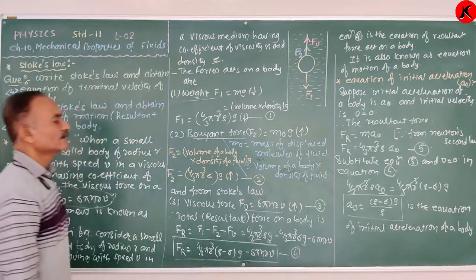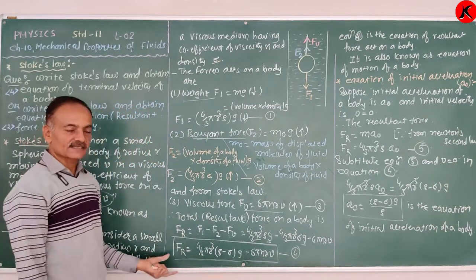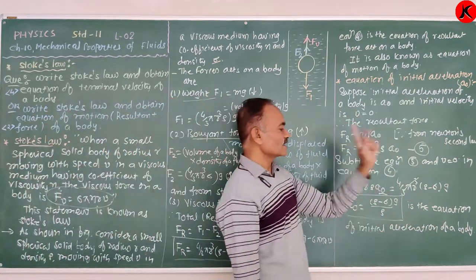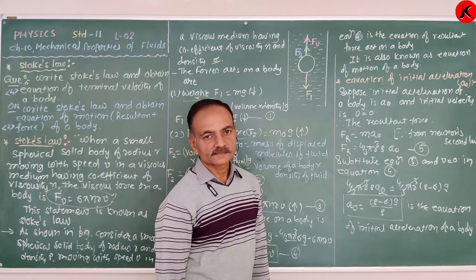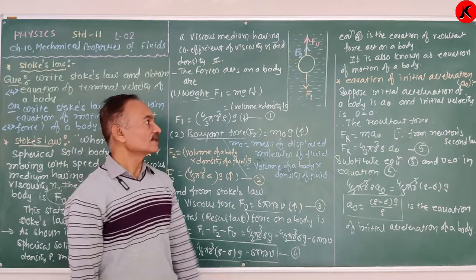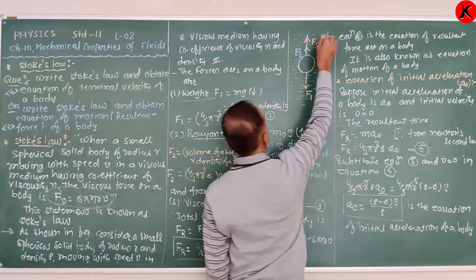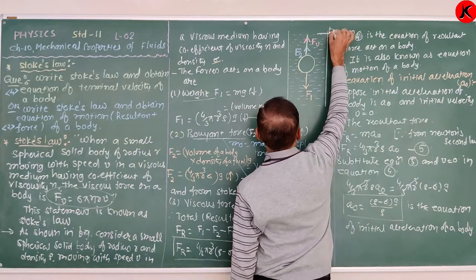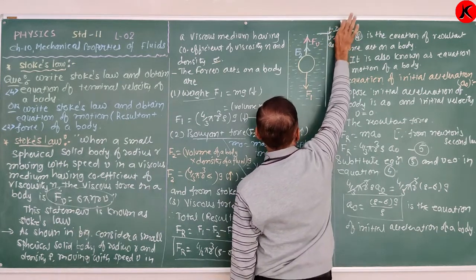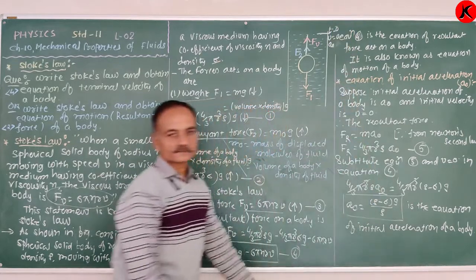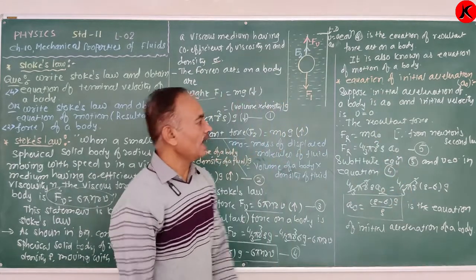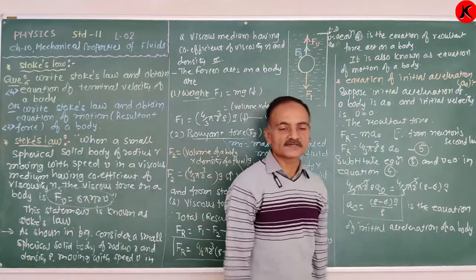Right? Now the next question: from this equation of resultant force acting on a body, we need the equation of the initial acceleration. Initial acceleration means at time t equal to 0, the velocity of the body is 0, and the acceleration is a0. So suppose the initial acceleration of the body is a0 and the initial velocity is v equal to 0.